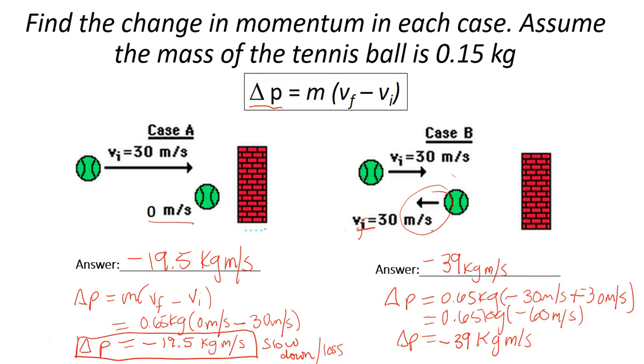If you notice something about these two cases, we kept the mass the same. You'll notice there's a greater change in momentum when you change direction. So assuming again all these things are the same, it's pretty interesting. Not only do you lose momentum in case B, but you go the opposite way. So you have to stop, and then you turn around and go backwards. So this negative 39 incorporates you going the opposite way in the end.